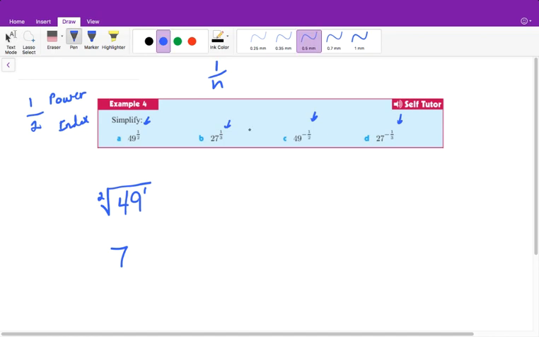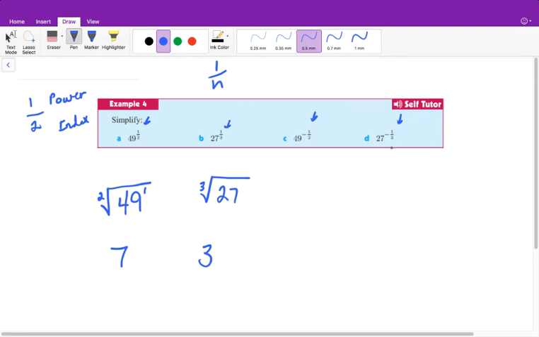Here it's 1 over 3. So if we do our nth root of a, then we would just know that this, because it's 1 over 3, so we know that we're taking a cubed root of 27, and a cubed root of 27 is equal to 3.